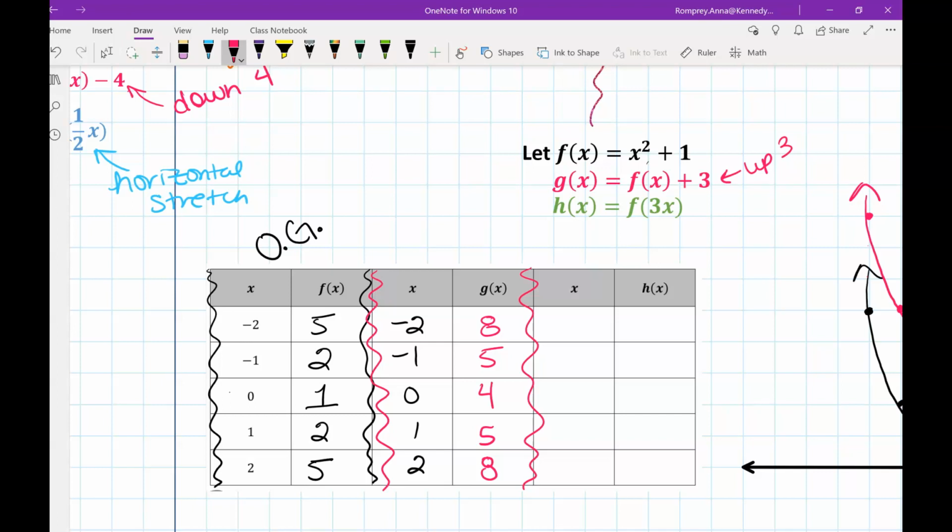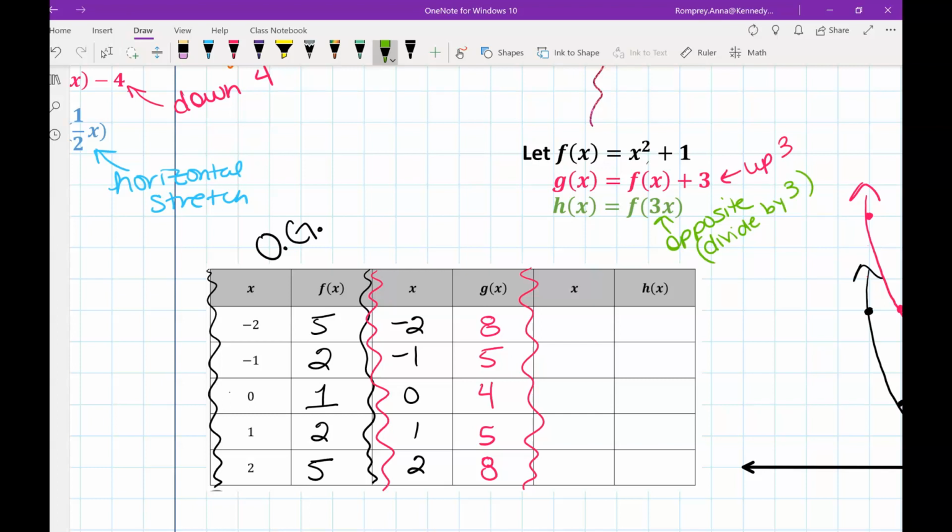So h of x is f of 3x. All right, so inside or outside? Inside. Now, what do we know about inside the parentheses? It's always opposite. So right now, this is telling me, what am I doing to all my x values? I'm multiplying by 3. But we're not. We have to do the opposite. So we are going to divide by 3. So I'm going to divide all my x values by 3.